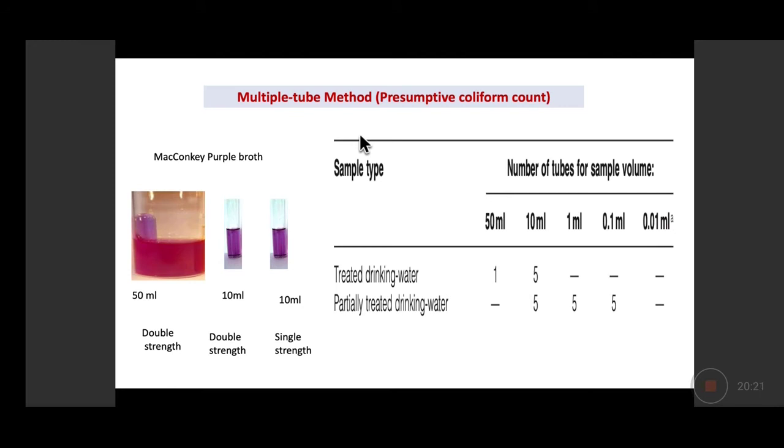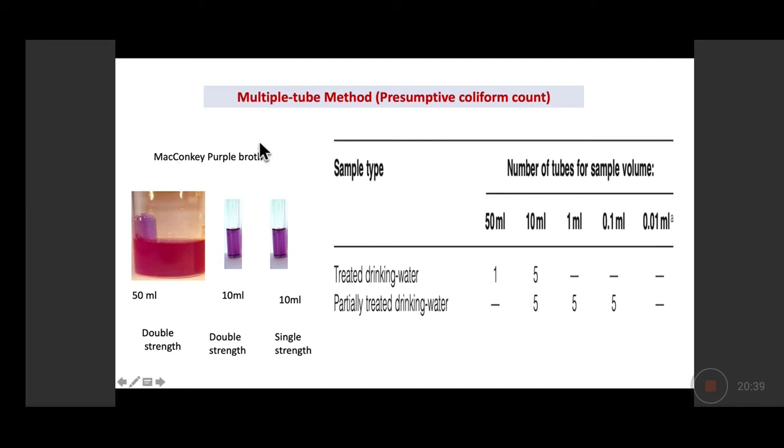So the first is the multiple tube method. In the multiple tube method, which is also known as the presumptive coliform count, we are making a presumptive diagnosis that coliform is present. We are not confirming the presence of E. coli in this tube method.